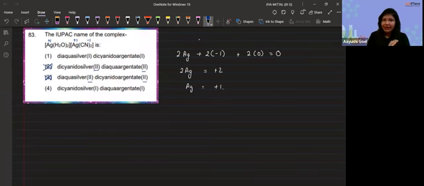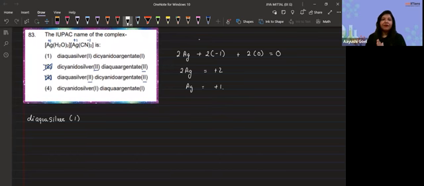First of all, we have to write the name for the cation. So let's start with the cation. The cation has silver and water, and water is the ligand. First we write the name for the ligand, and there are 2, so the word di is used. Di. As water acts as a ligand here, its name will be aqua. And then we have Ag, which is silver, and the oxidation state is 1, which is written in the bracket.